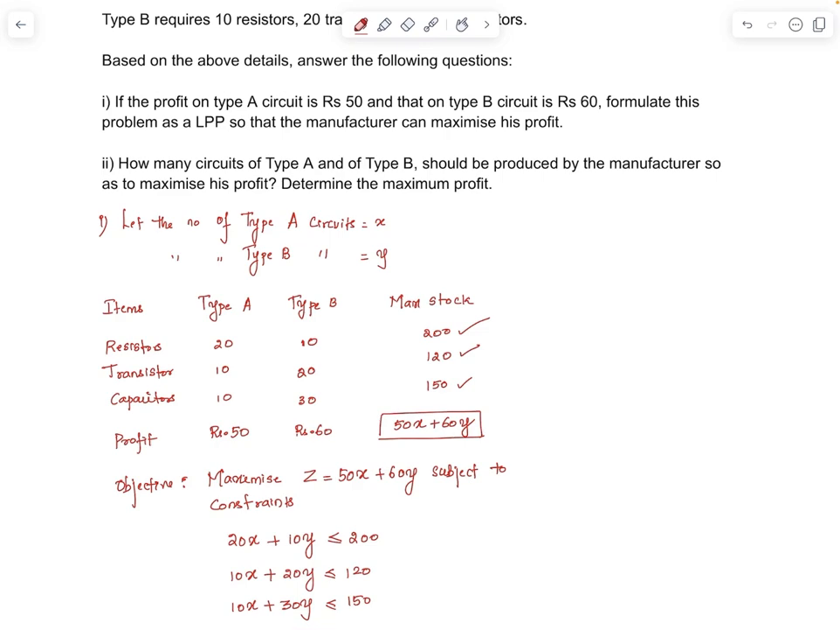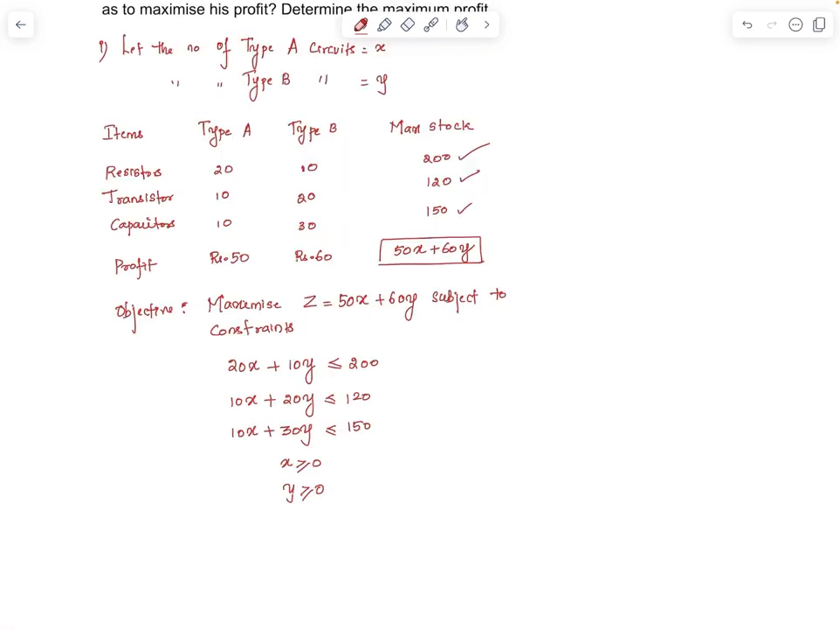The second question says, how many circuits of type A and type B should be produced by the manufacturer so as to maximize his profit? Determine the maximum profit. In the first question, we just have given the profit in the form of one equation. We have to get the value and we have to tell the count of type A and the type B so that maximum profit is attained. We have to plot these equations in the graph, get the corner points, and find the value of Z at each corner point. And out of the list of the Z values, we find out which is the maximum.